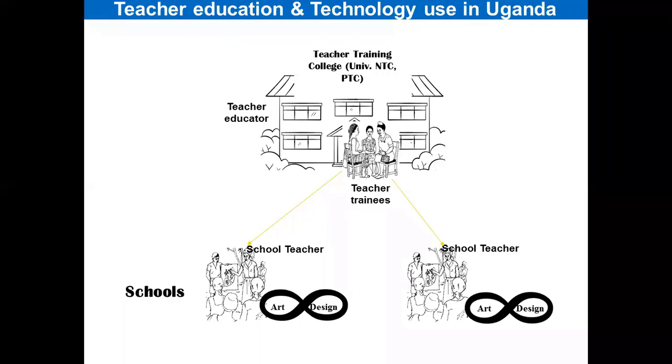In Uganda, teacher education is still at different levels. As you could see from the illustration, we have teacher education at university, but also we have what we call national teachers' colleges, and we have the primary teachers' colleges. So through all these avenues, teacher trainees attain competences to enable them to teach either at primary, secondary, or tertiary level. So that is how our teacher education is structured in Uganda.